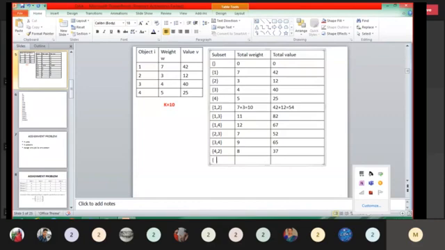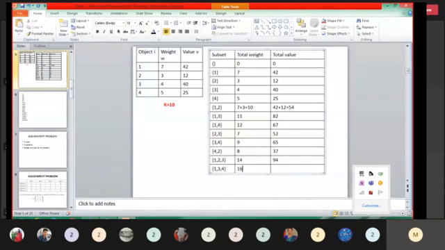Next, the 3-element subsets. What are they? Initially 1, 2, 3. Now, what is the total weight? 14. The total value is 94. Okay, next. Next is the set 1, 3, 4. What is the weight? 16.